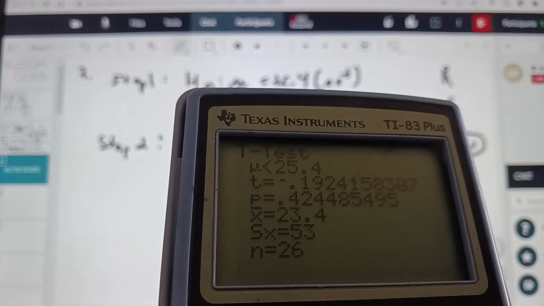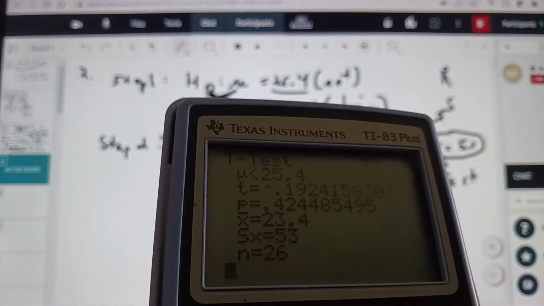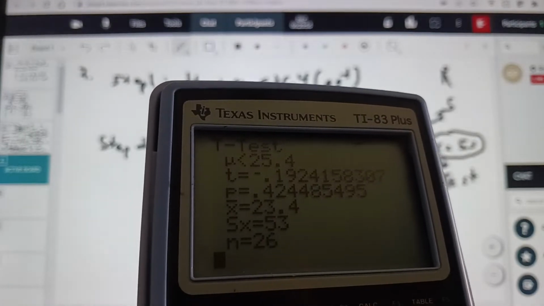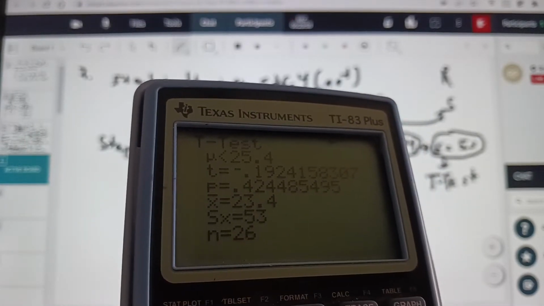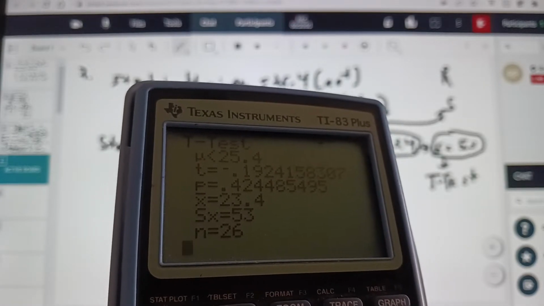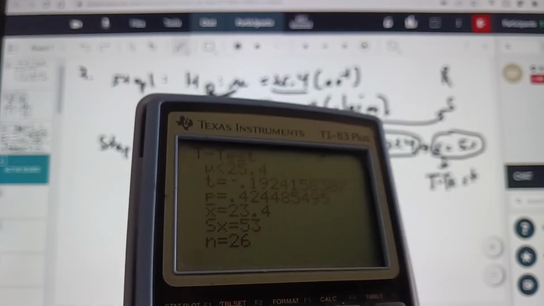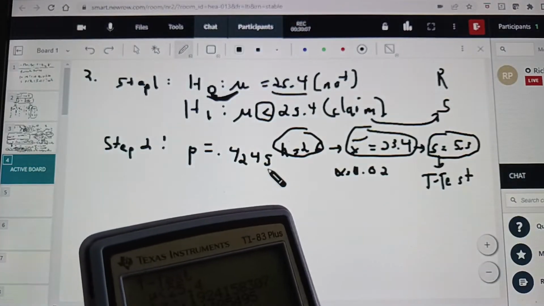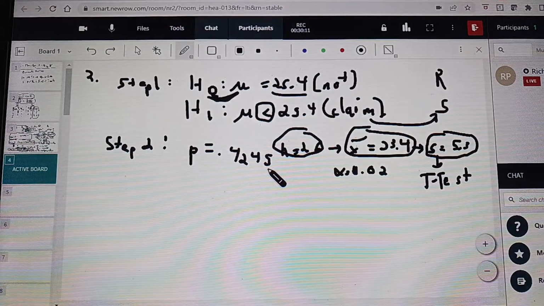The t-score is only negative 0.19. That's real close to 0. So the p-value is really high this time. 0.42448, so I'll bump that up to 0.4245. See, here we thought that 23.4 seemed like it was far from 25.4, but this is saying that's really not that far away.